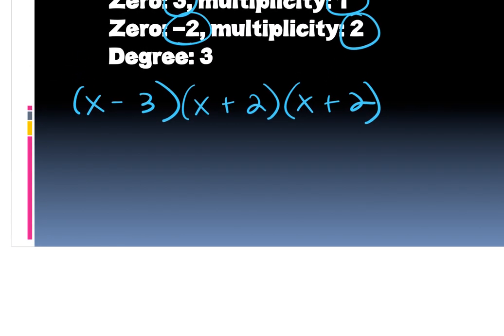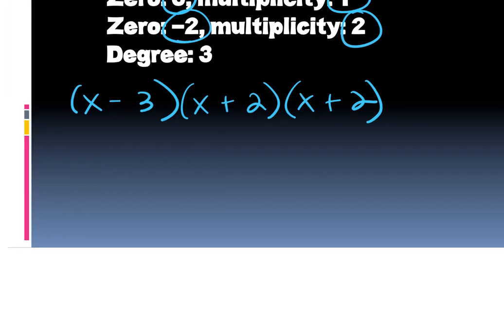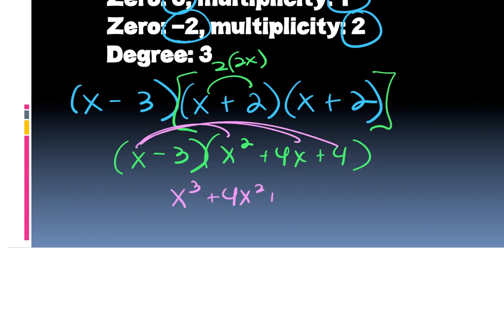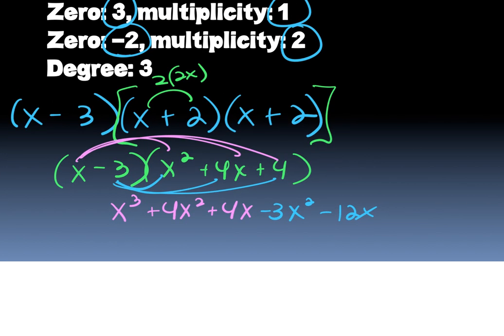So use your shortcuts on things like this. If you've got a perfect square, meaning 2 of the same factors, like x plus 2 and x plus 2, then the shortcut is square the first, square the last, double the product. If you wanted to use the shortcut, it will save you time. And then just make sure you multiply it times x minus 3. So x times x squared, x times 4x, x times 4, negative 3 times x squared, negative 3 times positive 4x, and negative 3 times 4.